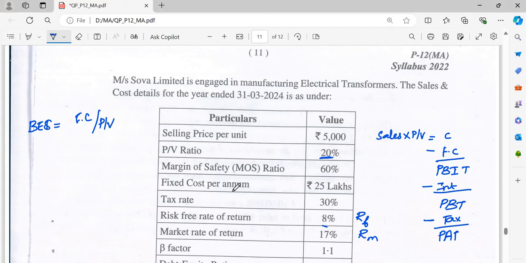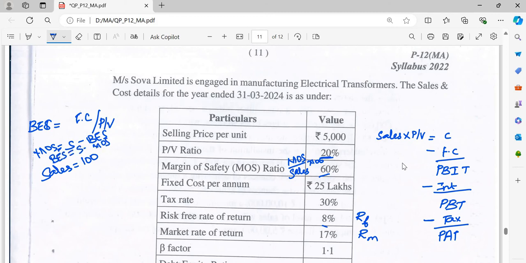Here they have mentioned margin of safety ratio 60%. How will we calculate the percentage? Margin of safety divided by sales, multiplied by 100, we put as a percentage. So the base is sales, and here sales will be 100 percent. My formula for margin of safety is sales minus break even sales. If I bring this here, break even sales is equal to sales minus margin of safety.